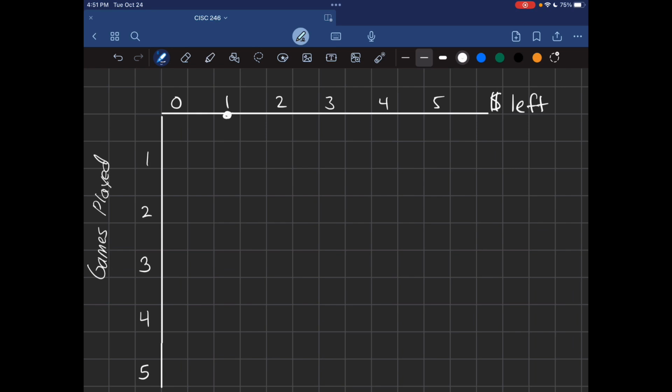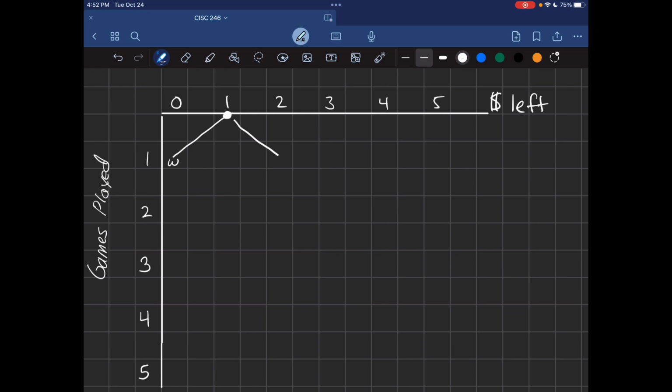So usually I draw the tree left to right. This one I'm going to do bottom to top, doesn't matter. So we're starting at $1 left. What can happen at that $1? Well, we could lose, or we could win a game. We either are going to end up at 0 or we're going to end up at 2. And that's after 1 game played. So here's your win, and here's your loss.